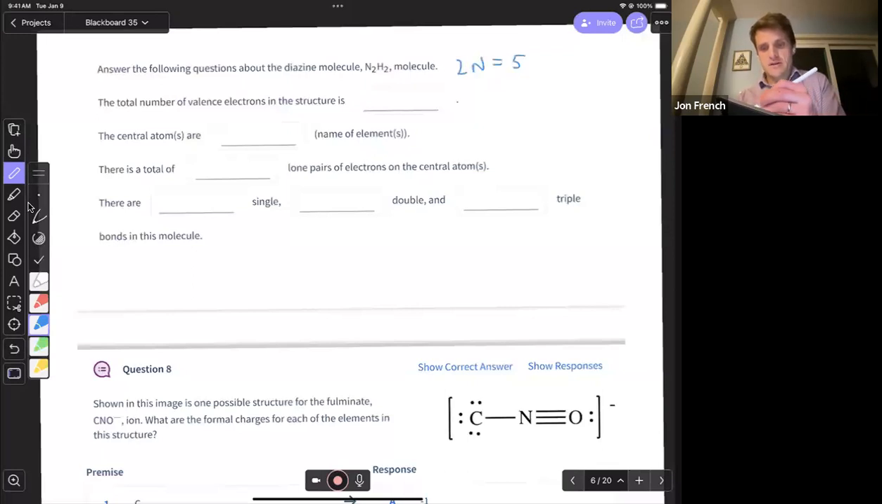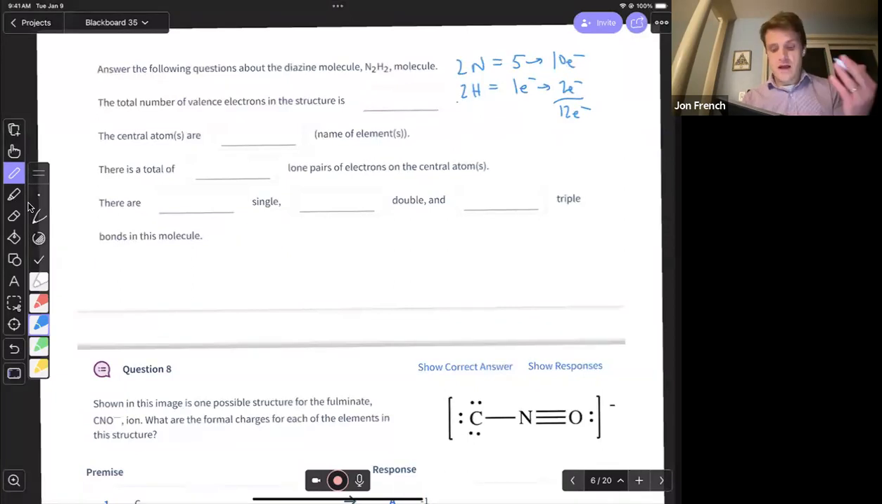Nitrogen has 5 electrons each, so 10 electrons from nitrogen. 2 hydrogens, 1 electron each, so that's 2 electrons, so 12 electrons total. We're going to put nitrogen in the center because hydrogen just has 1 bond, so we don't want to put hydrogen in the center. So nitrogen, I would start with a single bond between those nitrogens, and then I would do 1 hydrogen, 1 hydrogen.